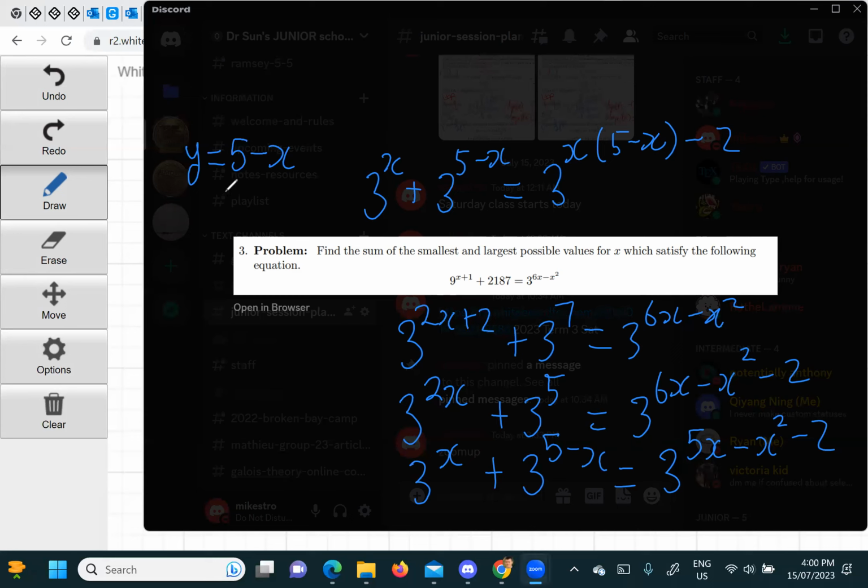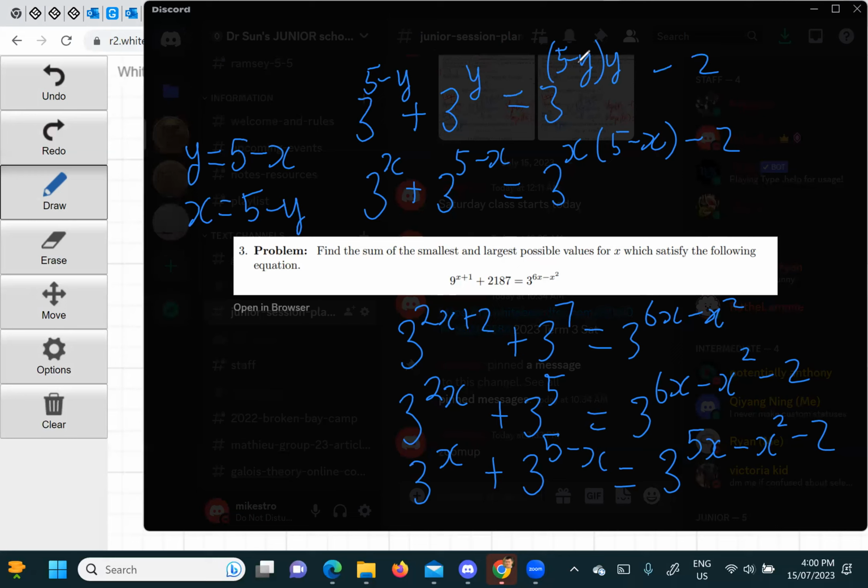If x is a solution and y equals 5 minus x, then this thing here becomes 3 to the y, and this thing here becomes 3 to the x times y, minus 2. But what's x? Well, if y equals 5 minus x, then x equals 5 minus y. So then this x is actually 5 minus y, and this x is 5 minus y. So the point is, y looks identical to x in this equation.